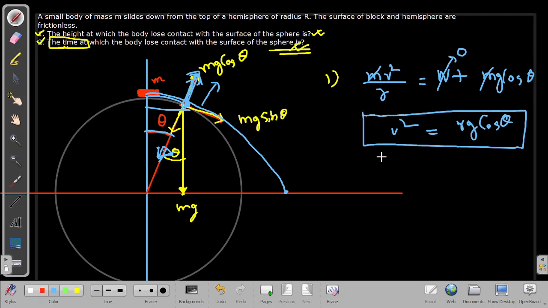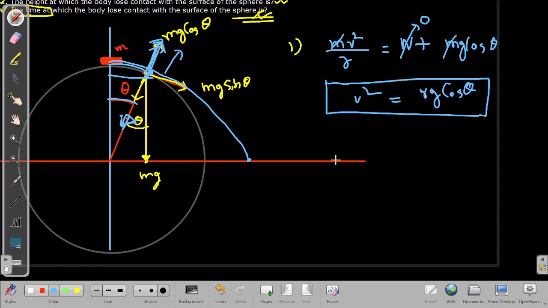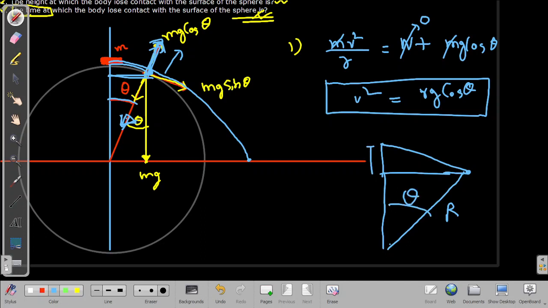Now let us consider the second equation. The second equation we will get from energy conservation. This is our free body diagram. So the thing was firstly here. If we consider this, this is r, this is theta. So this is r minus r cos theta, and this is r cos theta. This height is r cos theta.